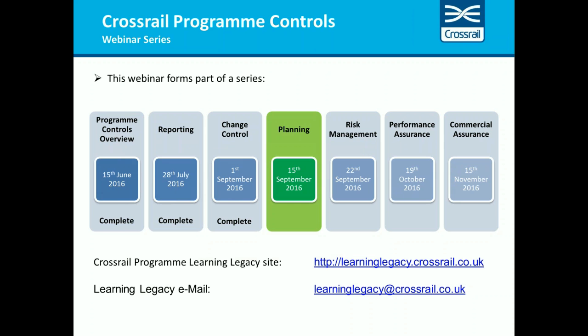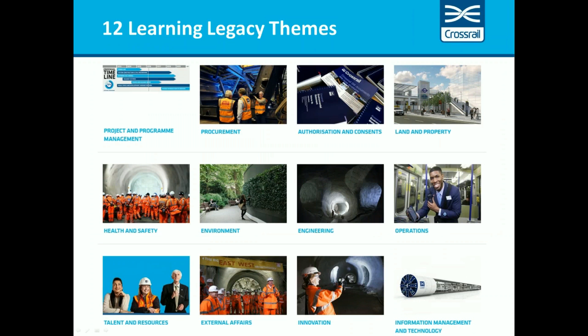So a bit of background, there are 12 Learning Legacy themes. Today's webinar falls underneath the project and program management theme. You can see there are a number of others: procurement, engineering, operations, innovation, external affairs. So there's a lot of information out there which Crossrail has documented. There is more information to be uploaded onto the website in September, so it's an ongoing program of information release which Crossrail is working its way through. There's lots of good information out there to follow up on.